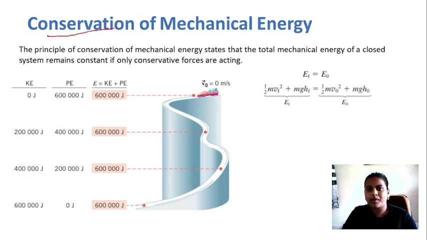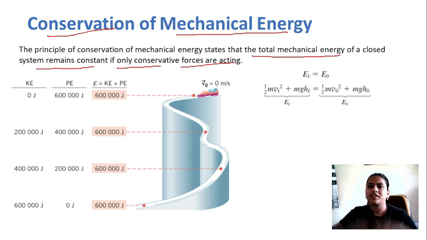Now let's understand the conservation of mechanical energy. The principle of conservation of mechanical energy states that the total mechanical energy of a closed system remains constant if only conservative forces are acting on it. It means if there are no non-conservative forces like air resistance or friction, then the initial mechanical energy would be equal to the final mechanical energy. So we know the mechanical energy is equal to the kinetic energy plus potential energy. So initial kinetic energy plus initial potential energy would be equal to final potential energy plus final kinetic energy.